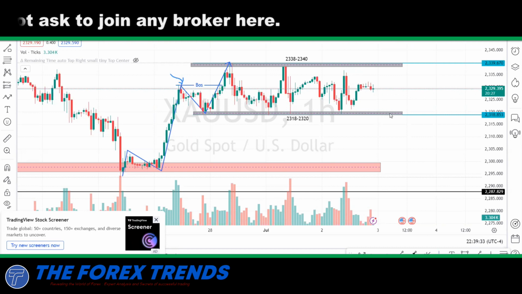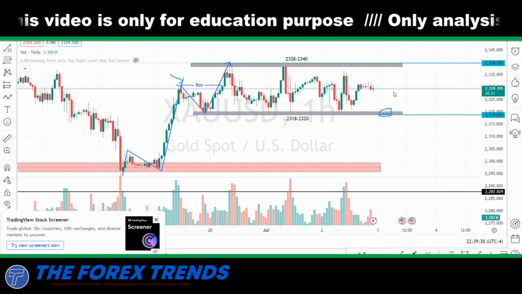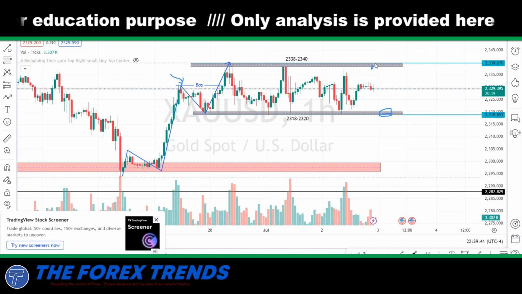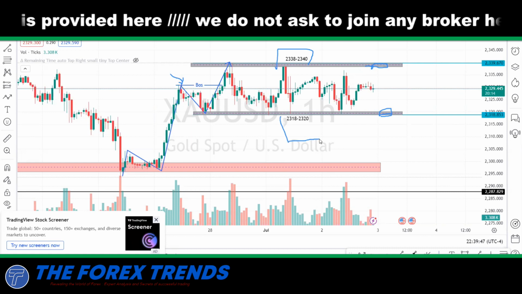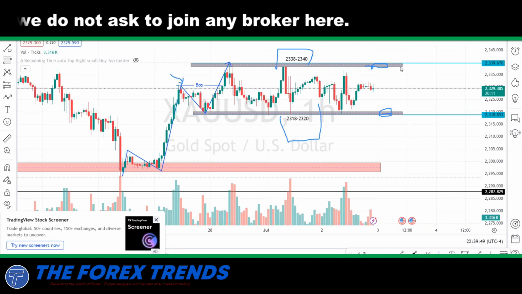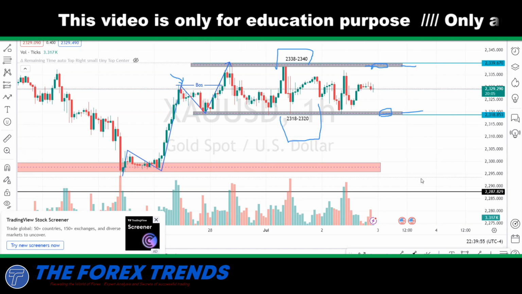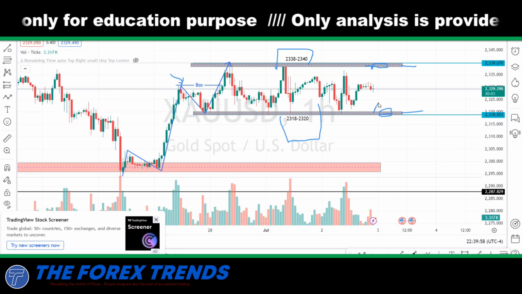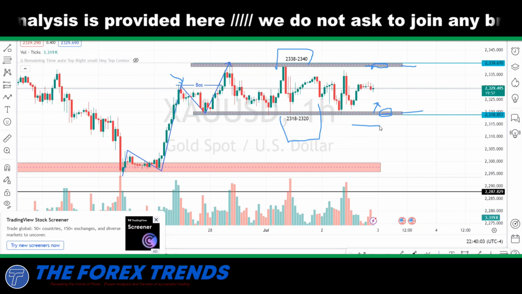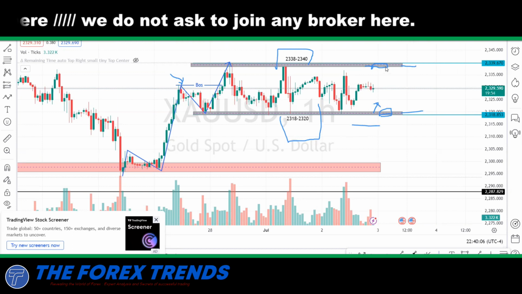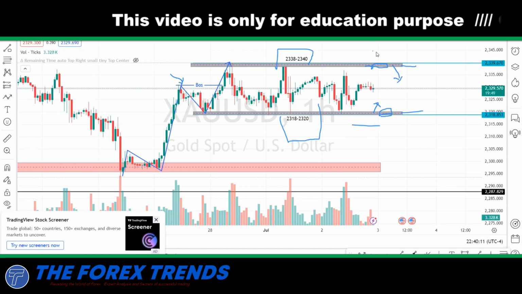So if we get the price at this zone, 2318 to 2320, today in the London session, or if we get the price at 2338 to 2344, which I already marked here, on the London session before the release of news, we may initiate a buy from here with a small SL, and we may initiate a sell from here with a proper SL.